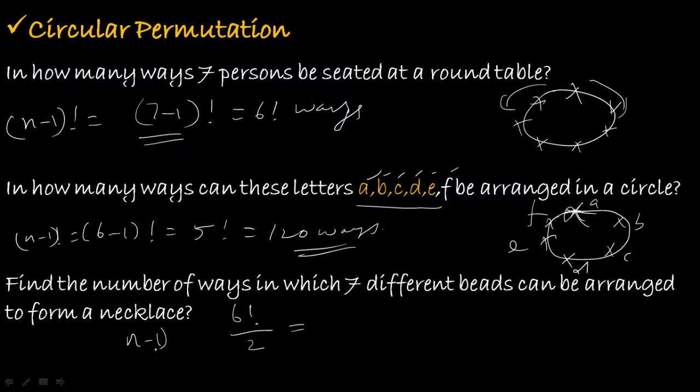That's why we make use of the formula n minus 1 factorial divided by 2. Here n is 7, 7 minus 1 is 6 factorial divided by 2. Simplifying this, you get 360 possible ways of arrangement. So up to this we have completed all about permutation, both with repetition, non-repetition and also circular permutation.